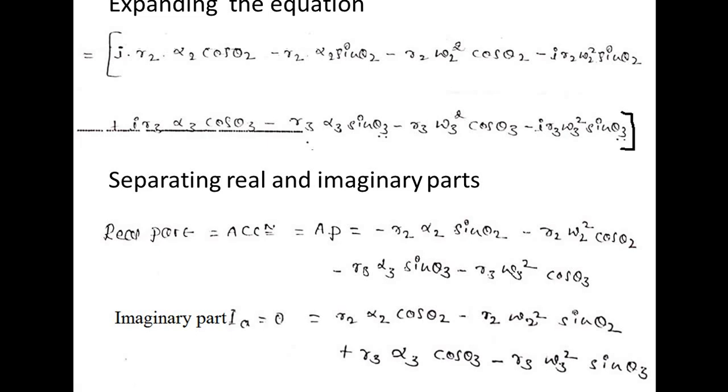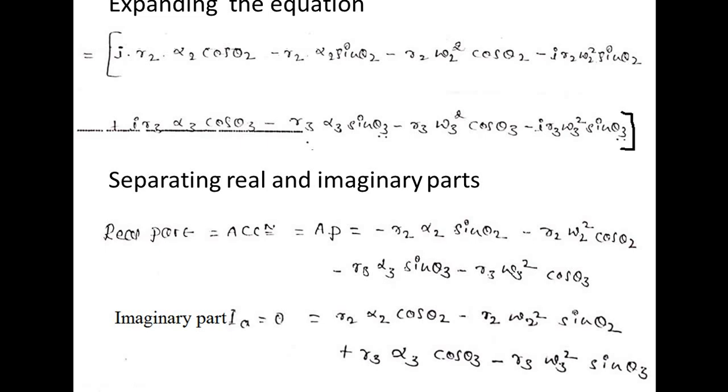Next, the imaginary part. The imaginary part is with the i symbol. Wherever you are having an i symbol, you have to separate that. So here i into r2 alpha 2 cos theta 2. The i term you remove, r2 alpha 2 cos theta 2 minus r2 omega 2 square sin theta 2 plus r3 alpha 3 cos theta 3. That we are writing here, and then we equate it to 0.